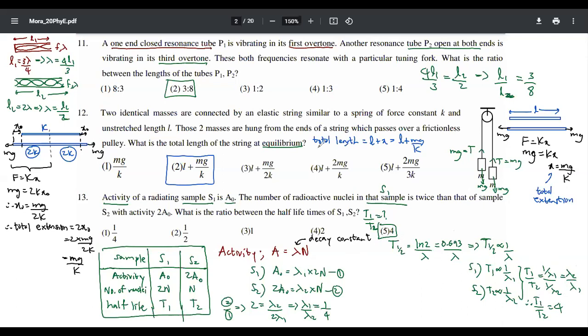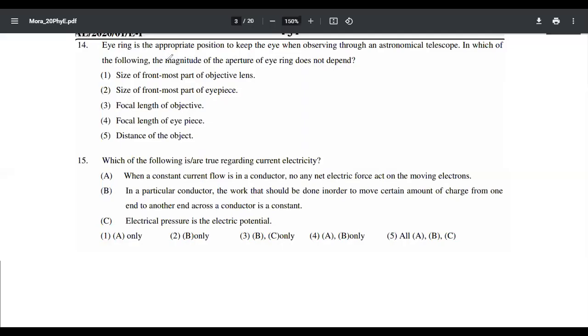Right? How many of you tried this? Eye ring is the appropriate position to keep the eye when observing through an astronomical telescope. In which of the following does the magnitude of the aperture of the eye ring not depend?